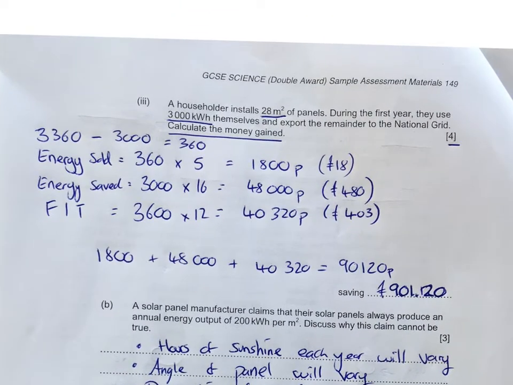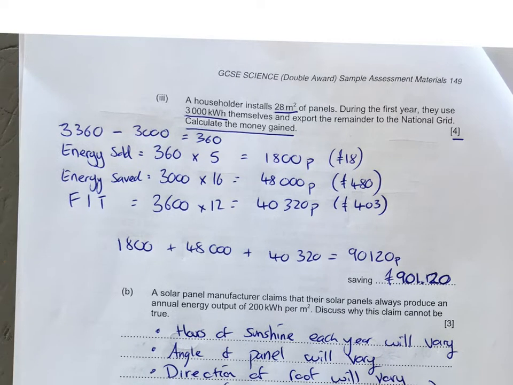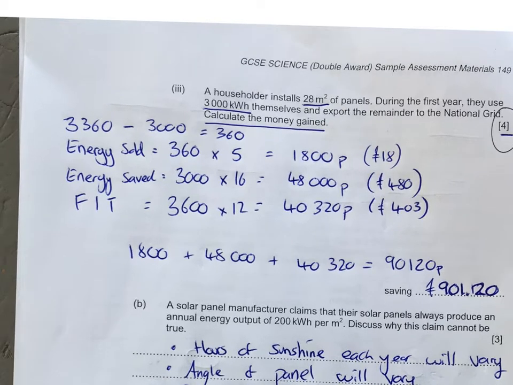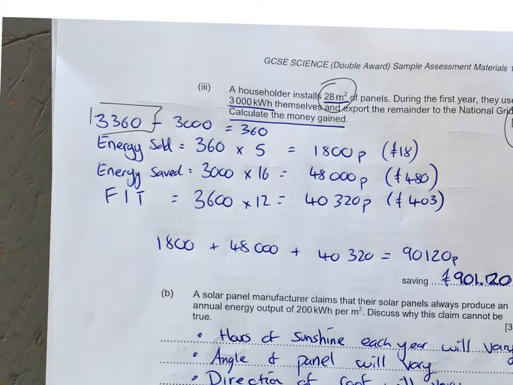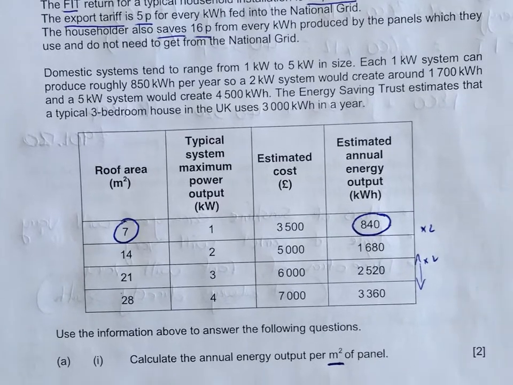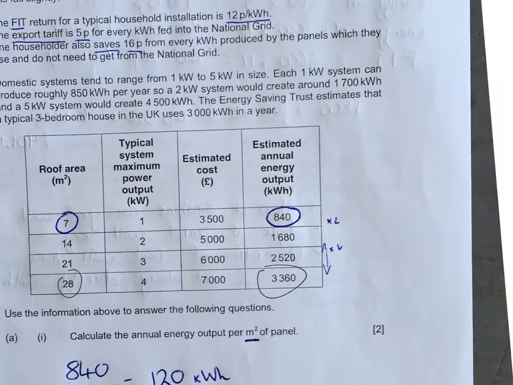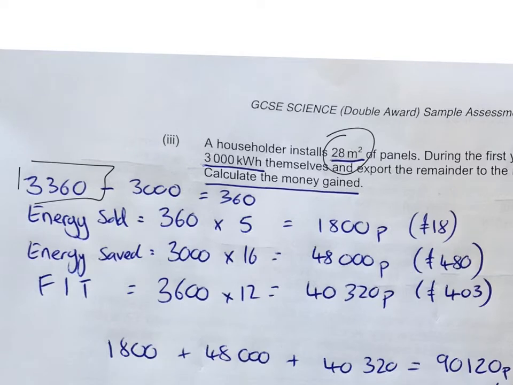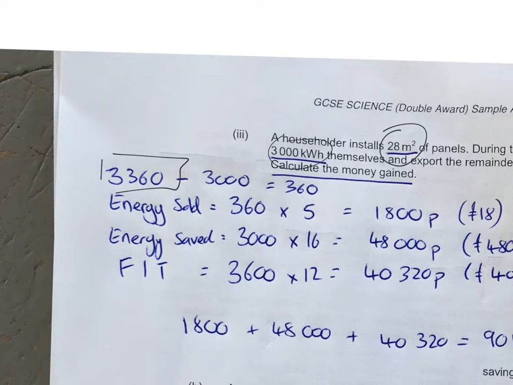Okay then, a householder installs, so again, we had this in the foundation, but it was split up into many parts. This time it's worth 4 marks. So we have to do it all ourselves. So the first thing I did was to see how much energy was generated, or how much energy is estimated at 28 meters squared. So at 28, this much energy is estimated, but they only use this much. So first of all, I want to see how much is spare.